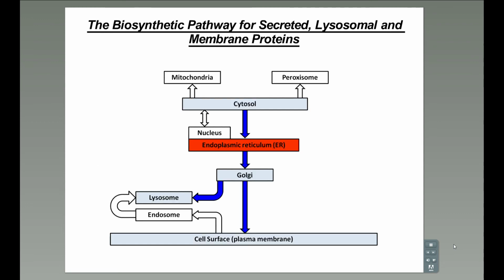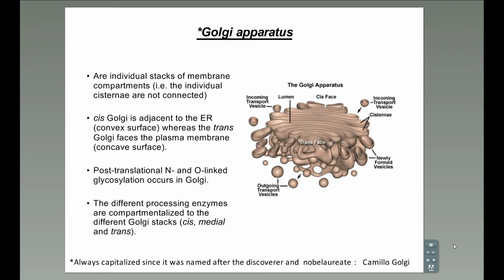After protein synthesis occurs in the ER, the next step on the biosynthetic pathway is to the Golgi. The Golgi apparatus are individual stacks of membrane compartments. So the individual cisternae are actually not connected as they are in the ER. The cis Golgi are the compartments that are very close to the ER, and these tend to be convex, whereas the trans Golgi, which are farther away from the ER and closer to the plasma membrane, tend to be concave.